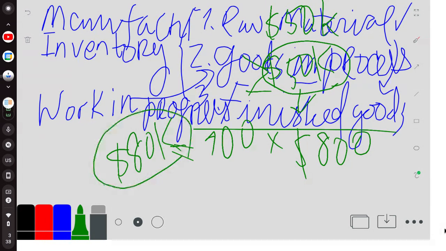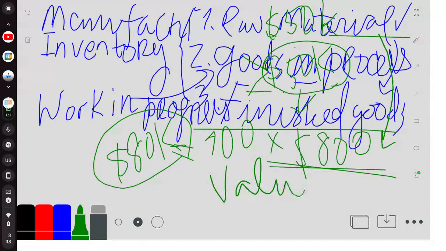So in other words, the finished goods, why? What happened between the raw material state and the finished goods state? What happened? Can anyone explain what happened? Why did the value go up? Of course, it goes without saying, there has been value added, right? Value added.